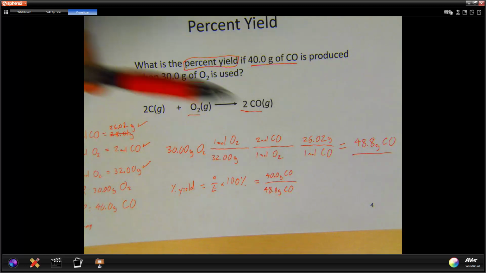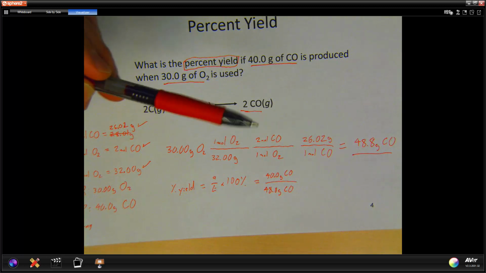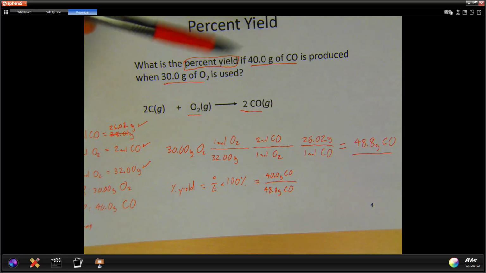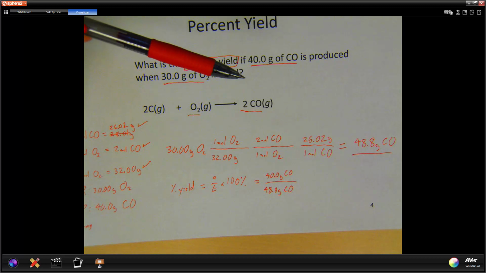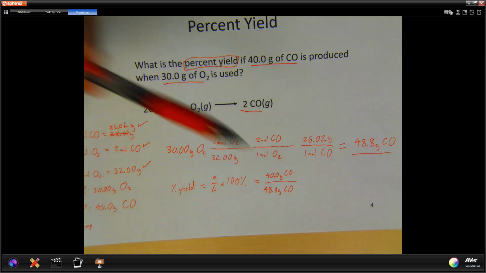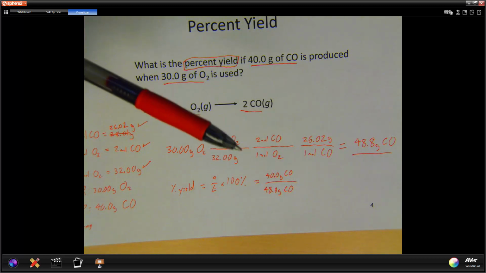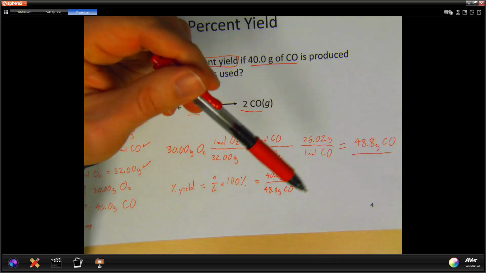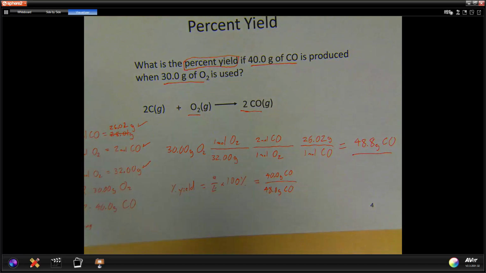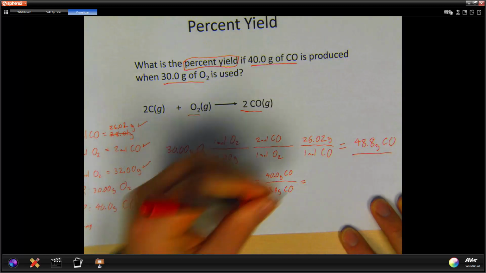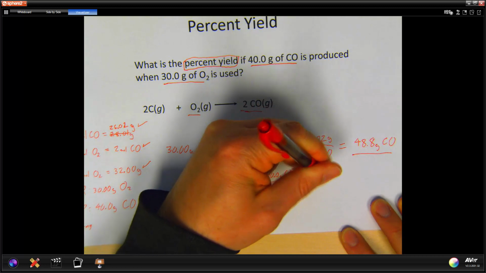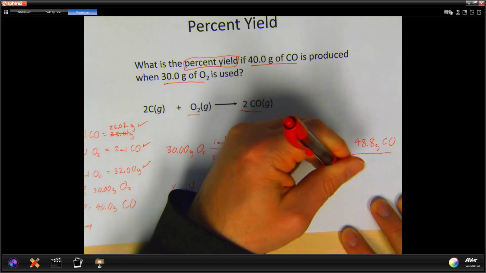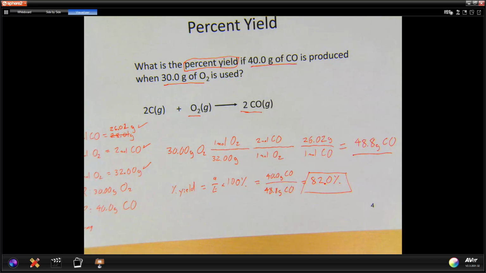There might be a few cases when you are given 2 numbers and one of them is theoretical, one is actual. In that case, you can just go ahead and do this calculation. Most of the time, you will have to find the theoretical yield first before finding the percent yield. So when you do the math here, you should get something like 82.0% as the percent yield for this problem.